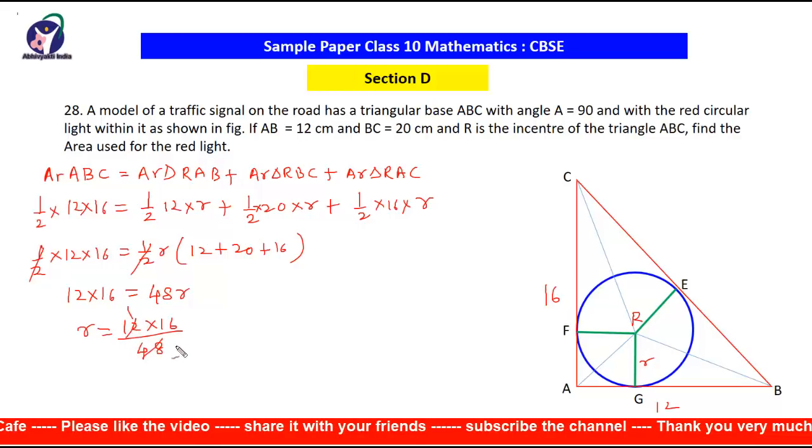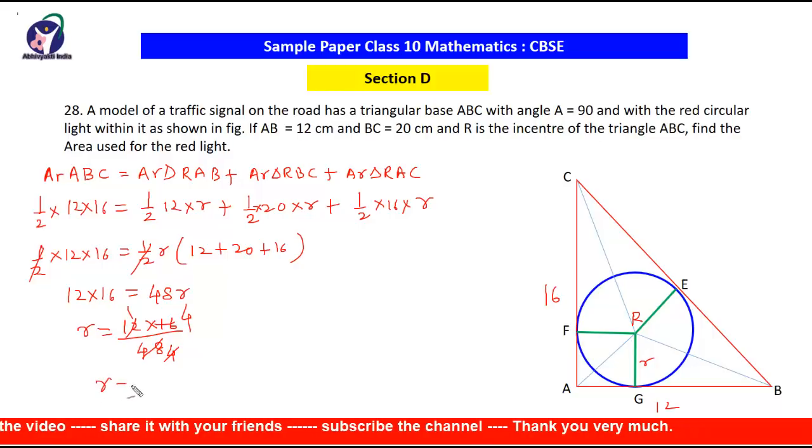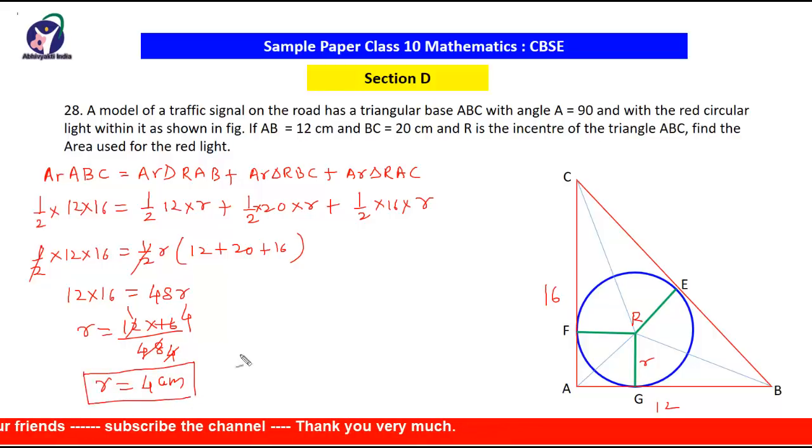12 for the 48, 4 for the 16, and so you have got the radius as 4 centimeter. Since the radius of the circle is 4 centimeter, you can find the area of this circular portion. So the area of the circle, that is the required area, is equal to pi R square.